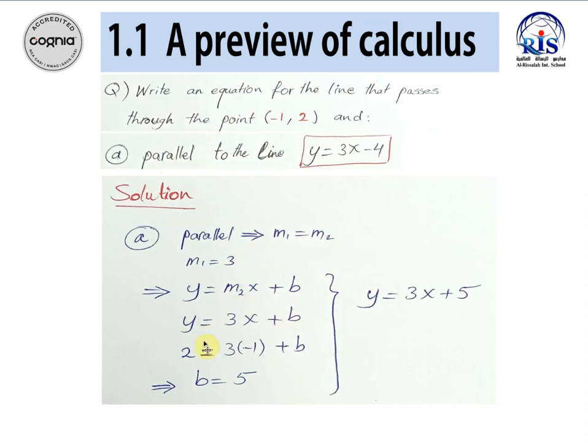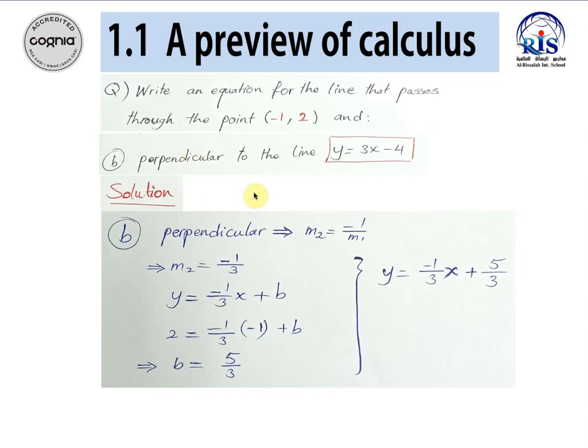Now replace in the equation of the line y equals 3x plus b. To know the value of b, just like what we did before, we will replace 2 as y and negative 1 as x, so the value of b is equal to 5. And I can now write the equation of the new line, that is y equals 3x plus 5: the same slope, and only the y-intercept is different.